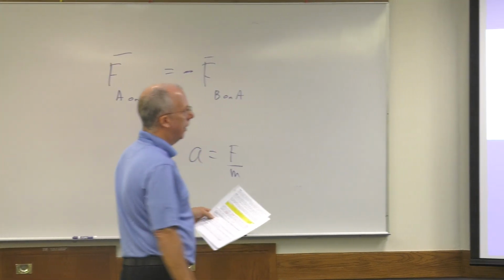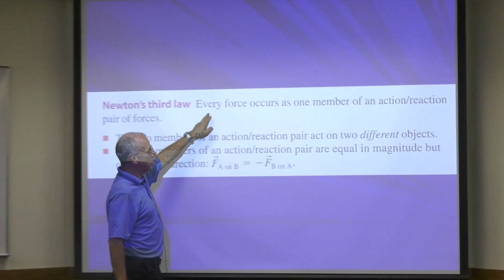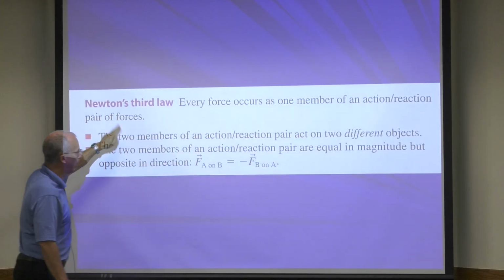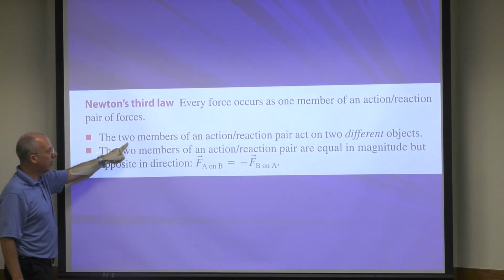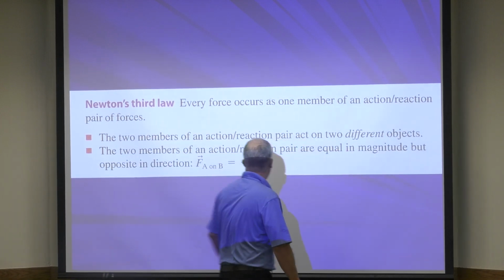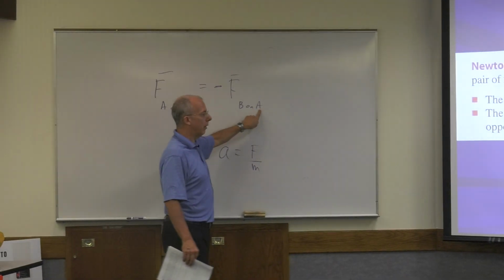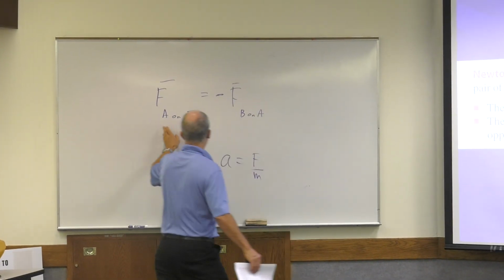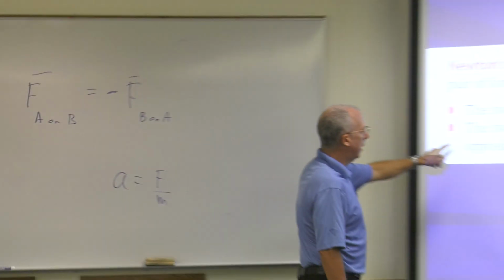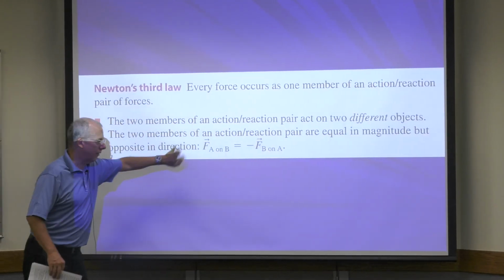Let's review this and then we'll stop pretty soon. Newton's third law: every force occurs as one member of an action-reaction pair of forces. The two members of an action-reaction pair act on two different objects. Here's the object for this one, here's the object for that one. This is A on B, this is B on A, two different objects. The two members are equal in magnitude and opposite in direction. I already said that.